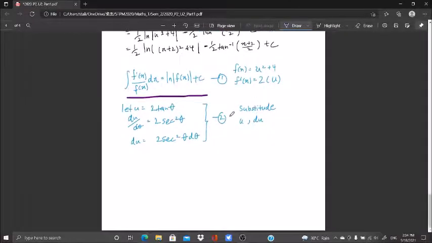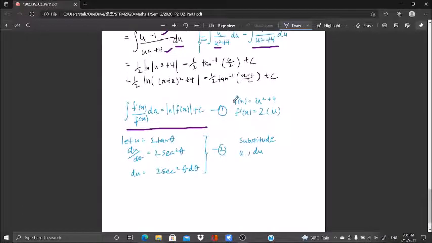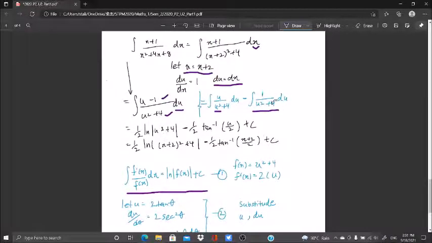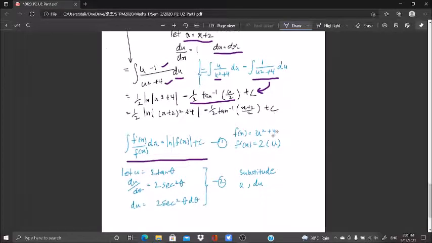And then you can substitute u equals 2 tangent theta, and continue to solve. You will get this one, 1 over (u squared plus 4). When you integrate this one, how did I get the tangent inverse? How do I get this term? So here is the key I'm using.